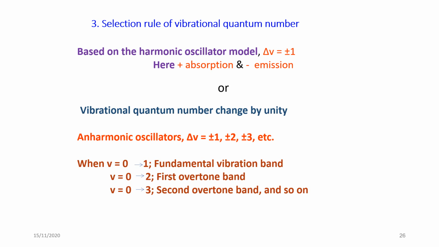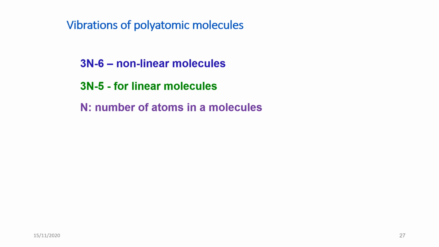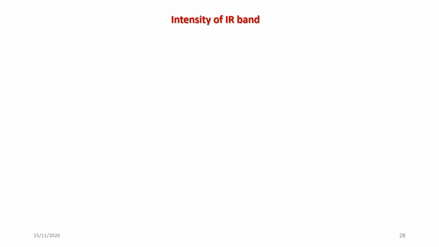And the third selection rule is if the vibrational quantum number changes by unity, then the IR radiation is absorbed by the molecule. In case of the polyatomic molecules, the non-linear molecule can have 3n minus 6 different types of vibrations, where n is the number of atoms, and for a linear molecule it is 3n minus 5.